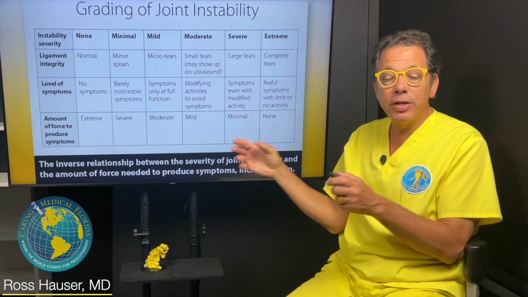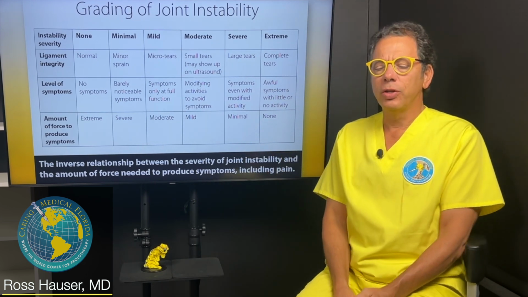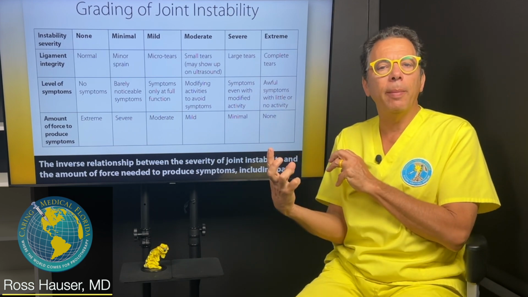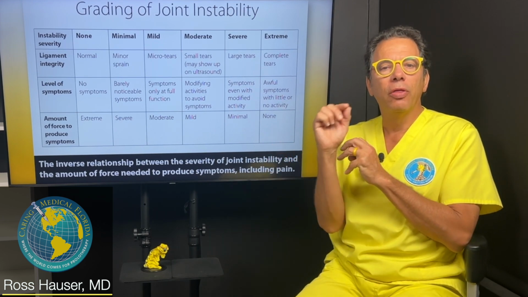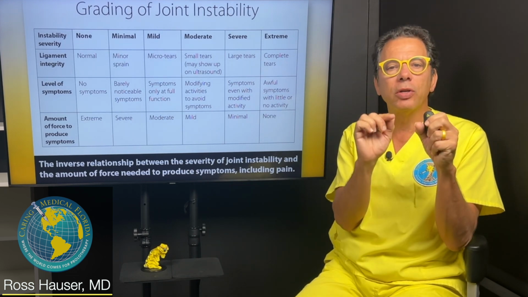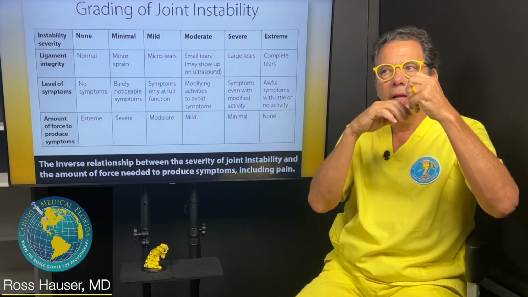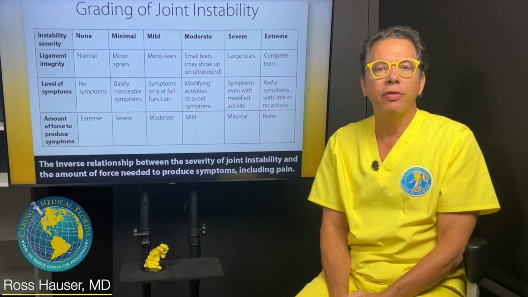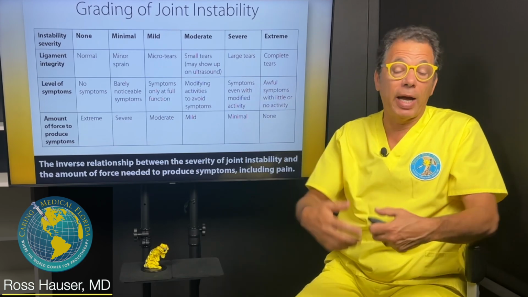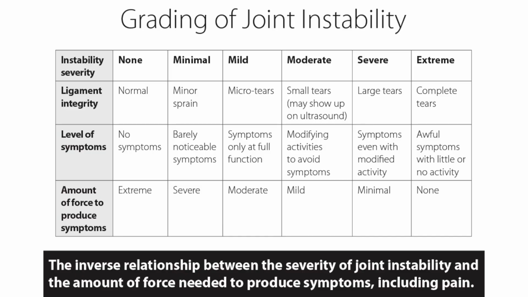Then I have this slide on there to make the point that the more unstable a joint is, the less force is necessary on the joint to produce a severe symptom. Like when a joint's stable, like, Dr. Hauser, my joints have been stable, so I can do these endurance events for hours and hours and I don't have hip pain.